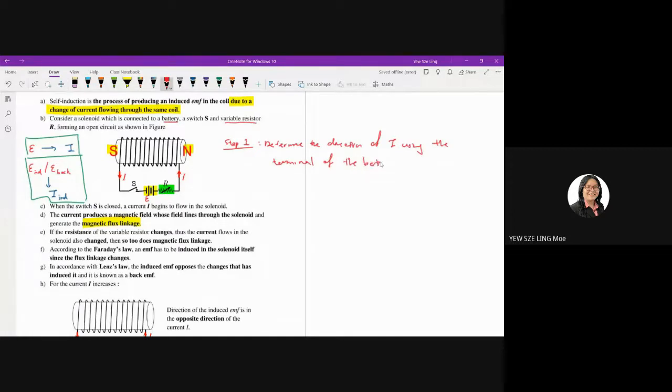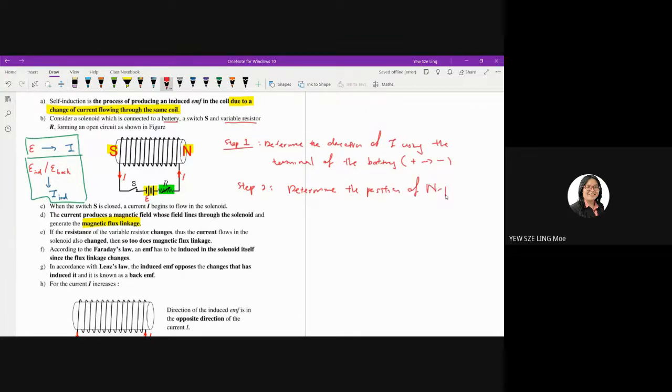So you look at the battery and then you determine the direction of the current. Okay, so in this diagram, obviously your current is flowing in the anti-clockwise direction. So you use the terminals of the battery to determine the direction of the current, which is from positive to negative terminal.